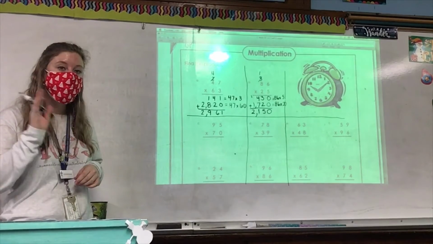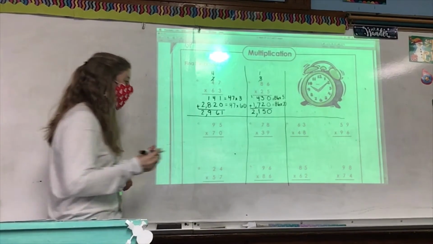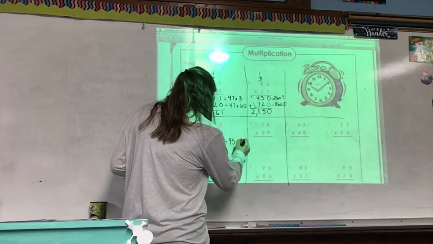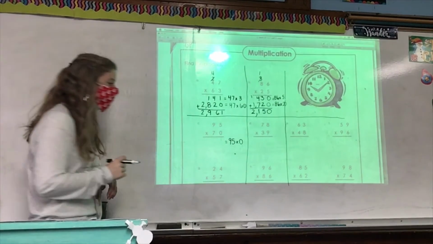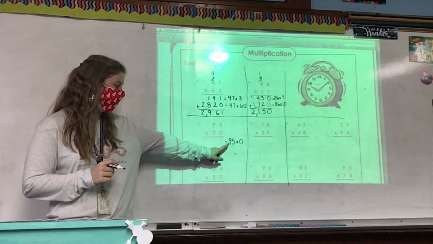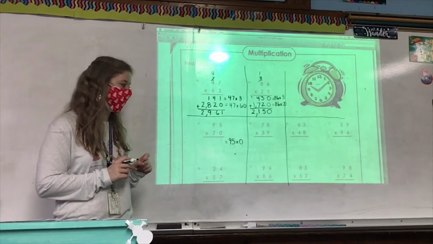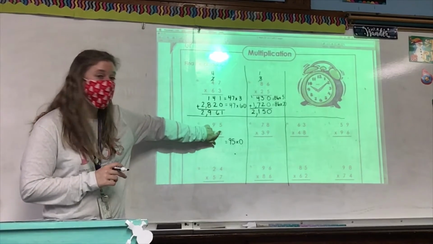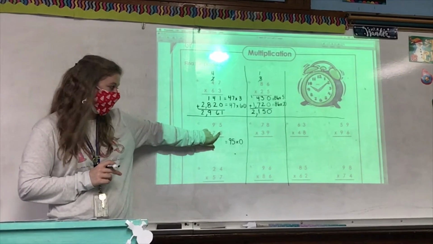95 times 0. Louder. 95 times 0. So we know our first partial product will be the answer to the equation 95 times 0, because we multiply our whole number times the value of the digit in the ones place.